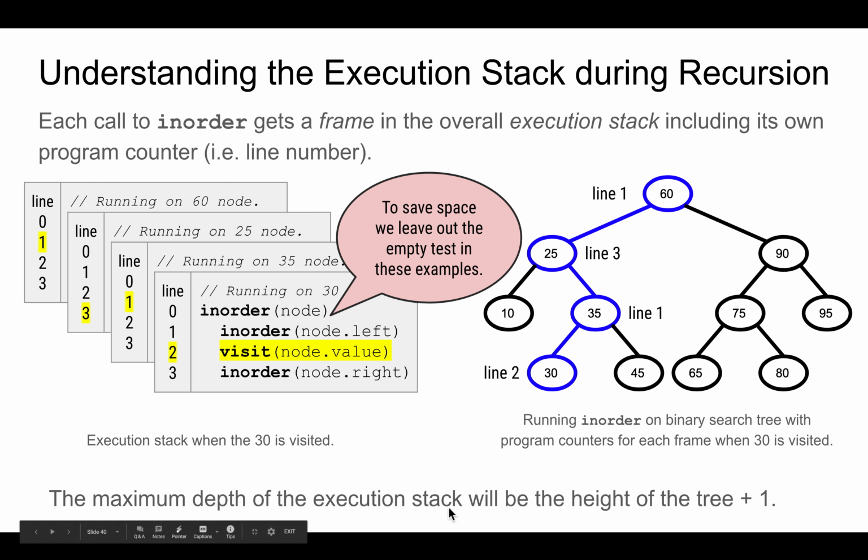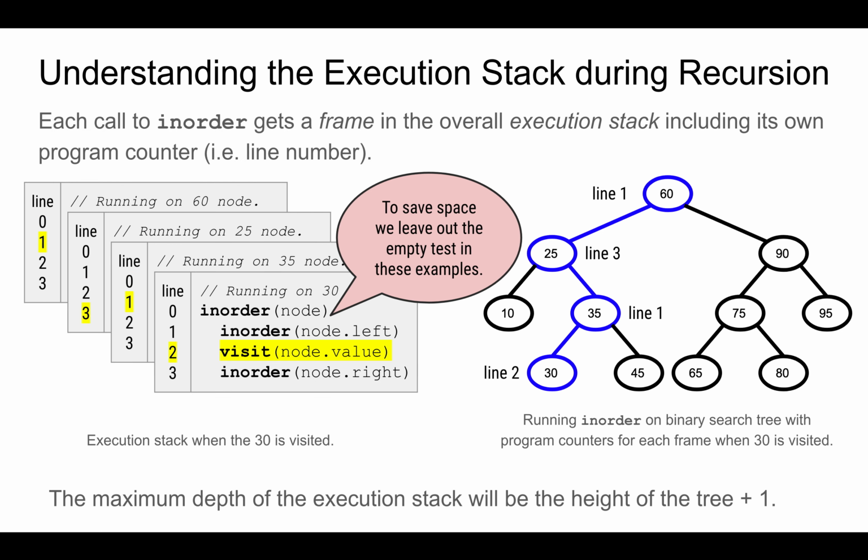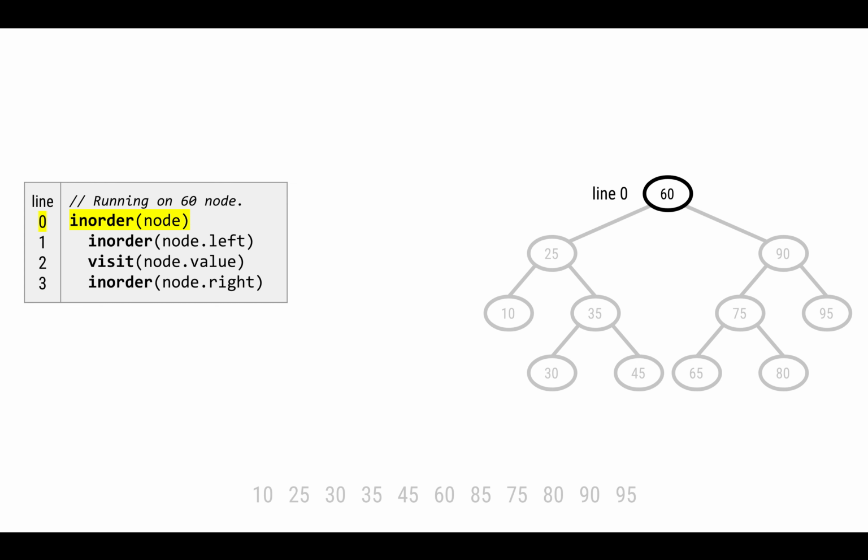And so one thing we want to minimize is the depth of the execution stack, so the number of different copies of the program that are running at any one moment. For inorder traversal, the maximum depth of the execution stack will be the height of the tree plus 1, and as we know, the height of the tree is approximately log base 2 of n, where n is the number of nodes or values in the tree. So to understand that a little bit better, let's just see this with an example and the actual step-by-steps of what's running at various points.